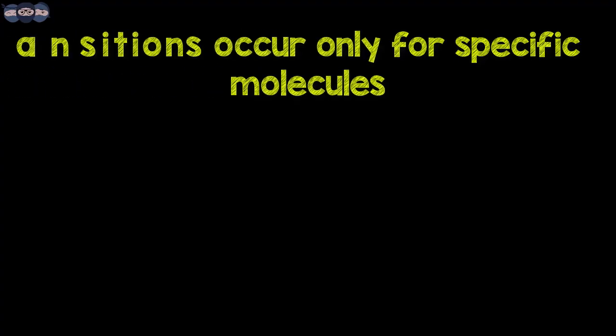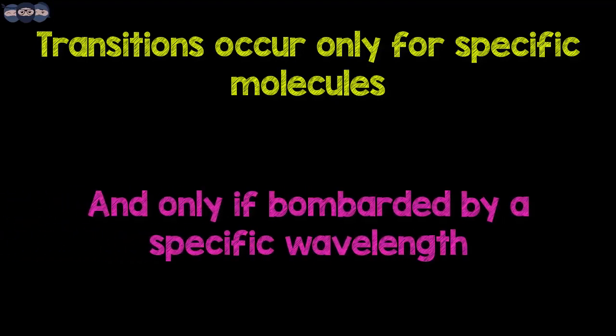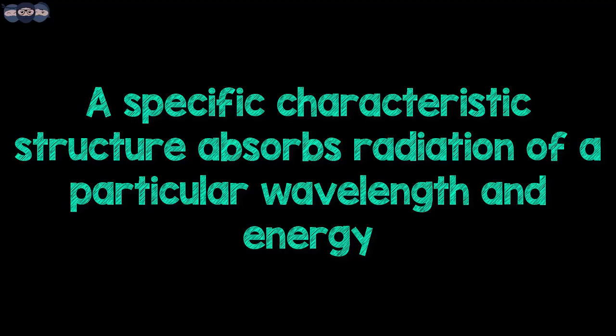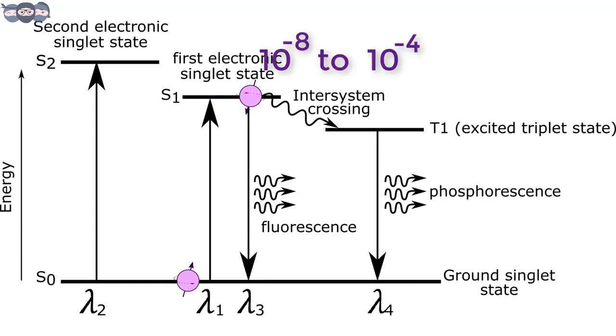It should be noted that electronic transitions will occur only for specific molecules and only when bombarded with specific wavelengths of EMR. This is because only radiation of a specific wavelength and energy is absorbed by a characteristic structure. As seen in the diagram, λ1 refers to the wavelength of light absorbed by the molecules to transition to the first electronic singlet state.